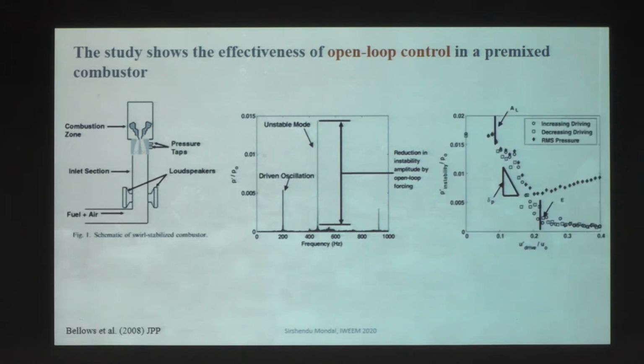but if you look at the RMS amplitude, it will not go to zero, but there will be a little amount of oscillation still there with this open loop control. So this study has shown that some selected frequencies lead to the mitigation of thermoacoustic instability by up to 60% or 70%.